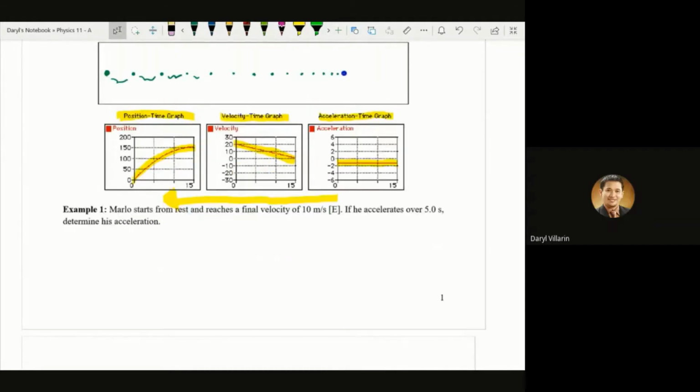Marlow starts from rest and reaches a final velocity of 10 meters per second east. If he accelerates over 5 seconds, determine his acceleration.